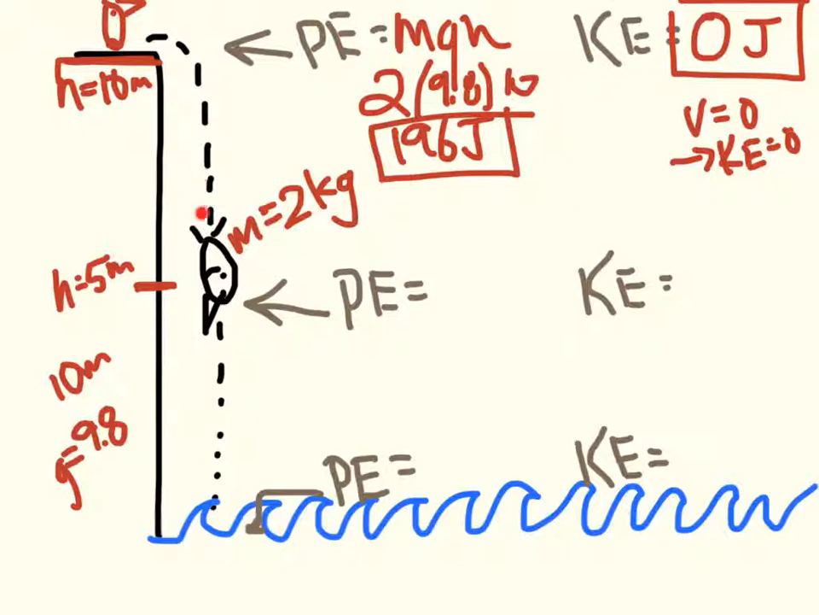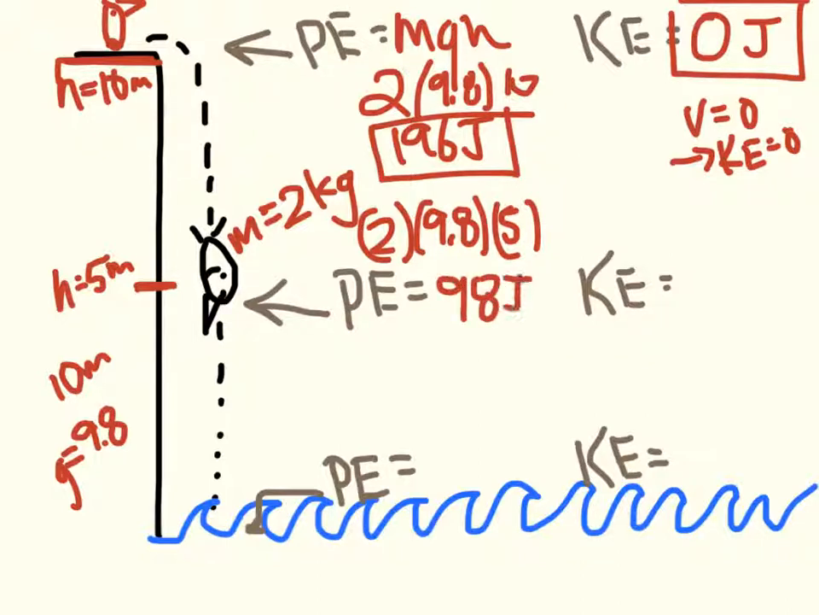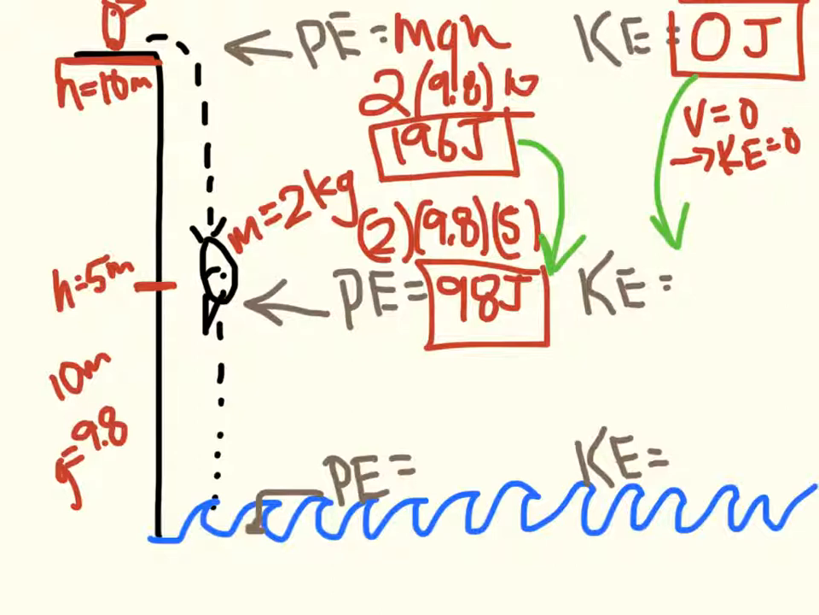So, by the time the penguin has fallen halfway, notice how if we plugged in 5 for the height, our mgh turns into mgh with half the height, and this is exactly half of this, so half of 196 looks like 98 joules. And because 98 joules has been lost, 98 joules has been gained.